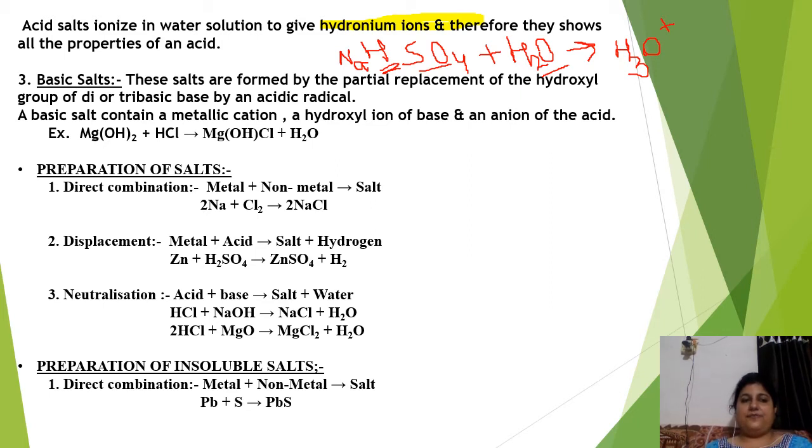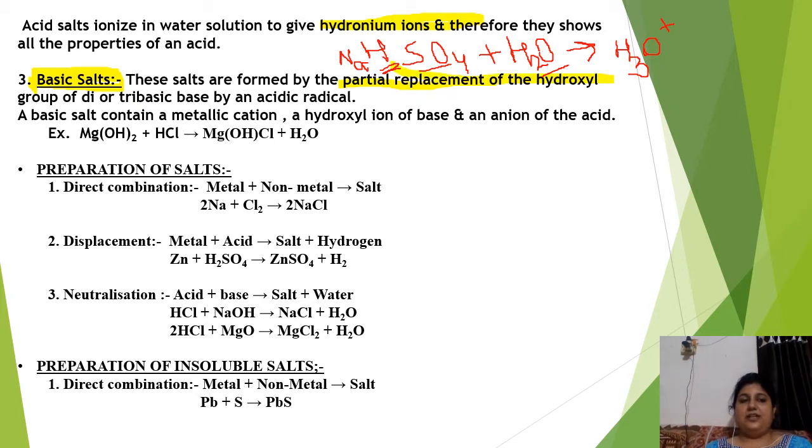The third type of salt is basic salt. Basic means here OH ion. Bases are the substances which contain hydroxide ion. So the incomplete or partial replacement of hydroxyl ion takes place over here.